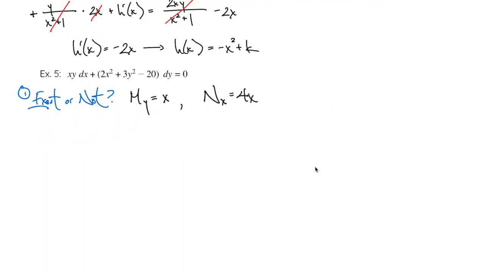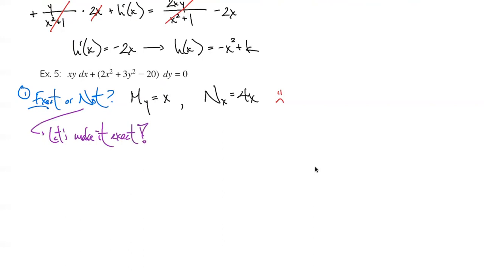Now, this, as it stands, is not exact because x does not equal 4x, right? We could put a little sad face here. Maybe a happy face because we would think, oh, we don't need to continue. But it turns out that what we're going to learn on Monday is that sometimes you can actually make something exact, okay? So if it's not exact, we are going to make it exact. Okay, and here's how we're going to do this.